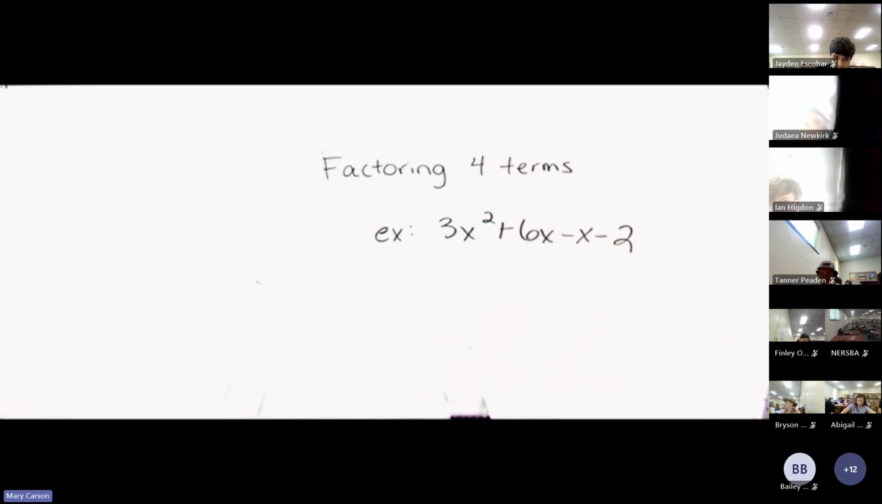All right, you guys try this one real quick. 3x squared plus 6x minus x minus 2.